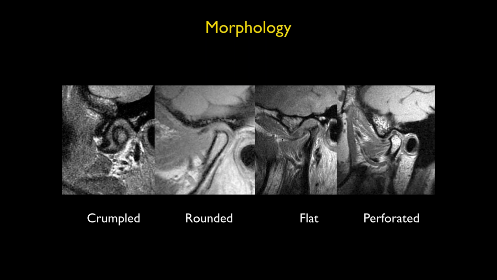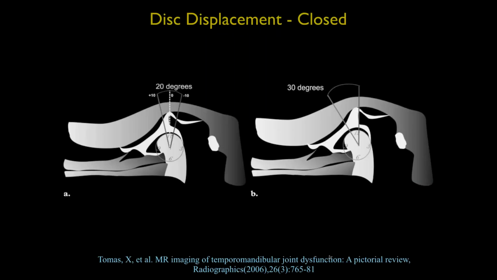Here's one that's completely flattened out but abnormally anteriorly displaced. And here you can see extensive erosion of the condylar head. We'll talk about that later as well. And here's a perforated one, where we can see a separation between the posterior and anterior bands of the disc. So that's the kind of morphology you're looking for when you describe morphology.